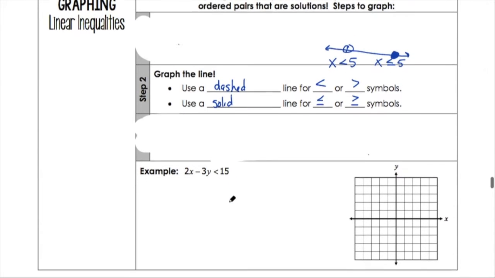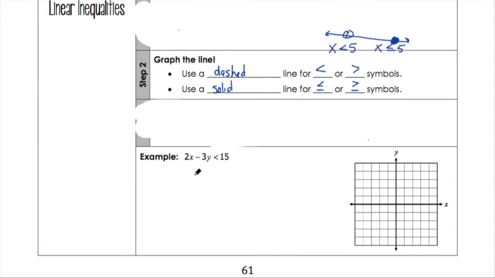Okay, so here we have the inequality 2x minus 3y is less than 15. It's in standard form right now, so there's a couple ways we could go about graphing it. We could go about graphing it by finding the x and y intercepts. But since I'm looking at the coefficient of the x here, 2 does not go into 15 nicely. Instead of doing it by the intercepts, let's go ahead and write this in slope-intercept form. We'll subtract 2x from both sides.